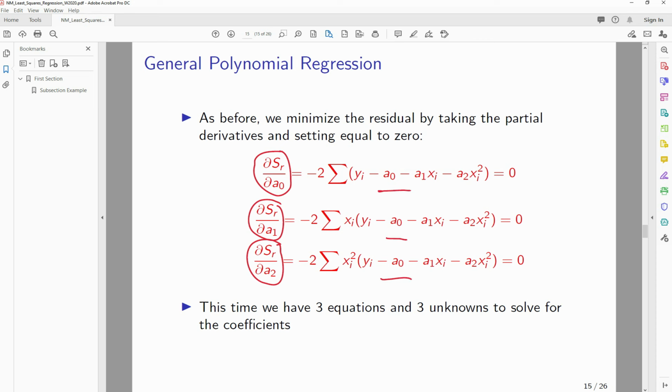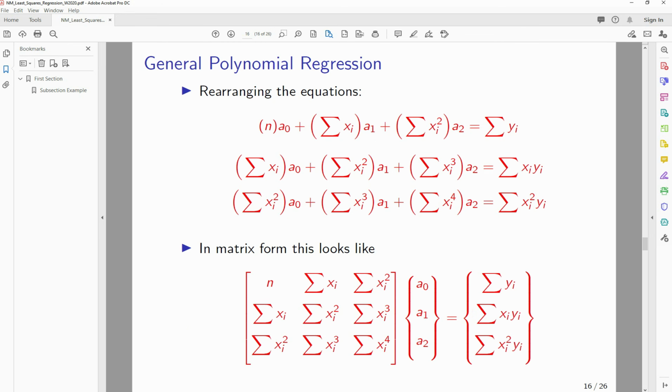Applying the chain rule, of course, we have xi here and xi squared from this term and this term respectively. Since we now have three equations and three unknowns, we can solve for those coefficients, a0, a1, and a2. If we do some reorganization from the previous slide, we're left with these three equations. They've been put in a format so that we can see how there is in fact an a0 term in each one, an a1 term, an a2 term in each one, and we've brought all the other stuff to the right-hand side.